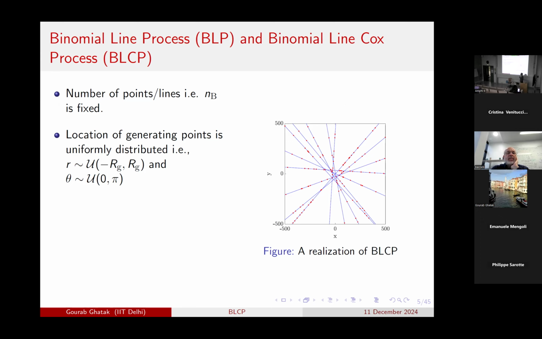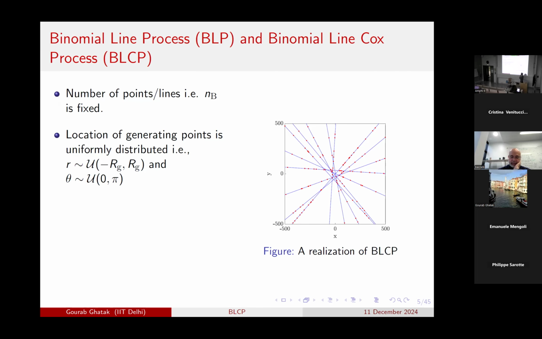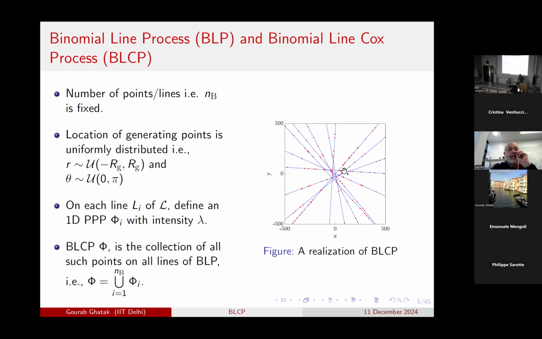Unlike the Poisson line process, a binomial line process is generated by a fixed number of lines, which are generated inside a generating set, which is a circle that we will call the radius of the city. For example, for Paris, it will be zone 1. Lines are generated inside this, and no lines are generated outside. We'll say that it emulates this decreasing intensity of streets in a better way than what homogeneous line processes do. The locations of the generating points are uniformly distributed in that generating circle, and the line angles are uniform.